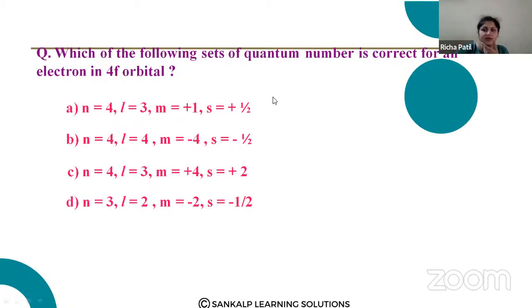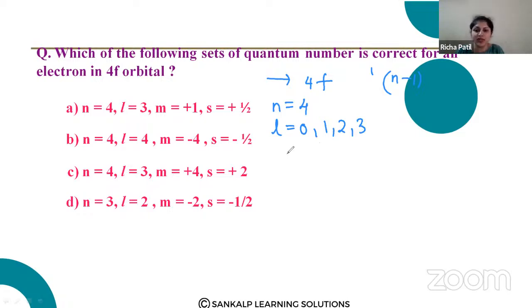Based on this, we'll solve one question. Which of the following sets of quantum numbers is correct for an electron in the 4f orbital? We have to write the quantum numbers for the 4f orbital. Here n is given as 4. Now what are the possible values of L? L can be calculated by n minus 1. Since n is 4, it is 4 minus 1, which is 3. So L will be 0, 1, 2, and 3, up to 3. Then m.